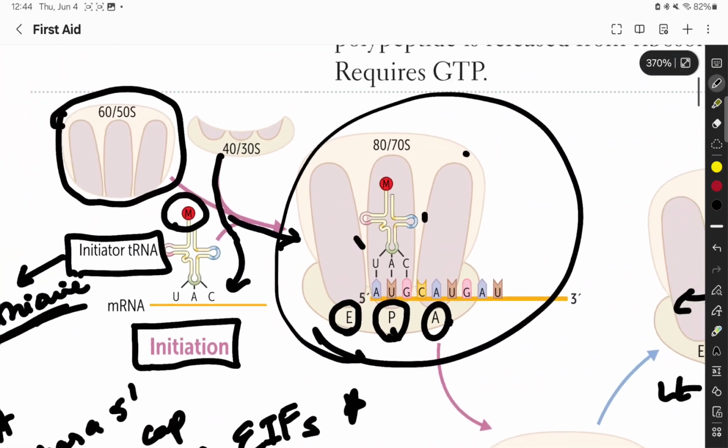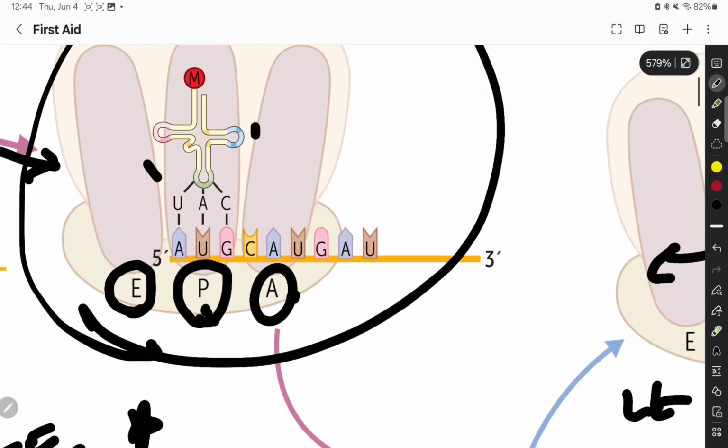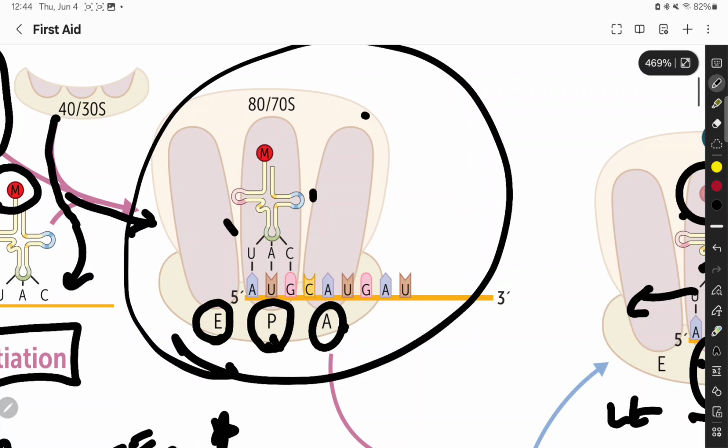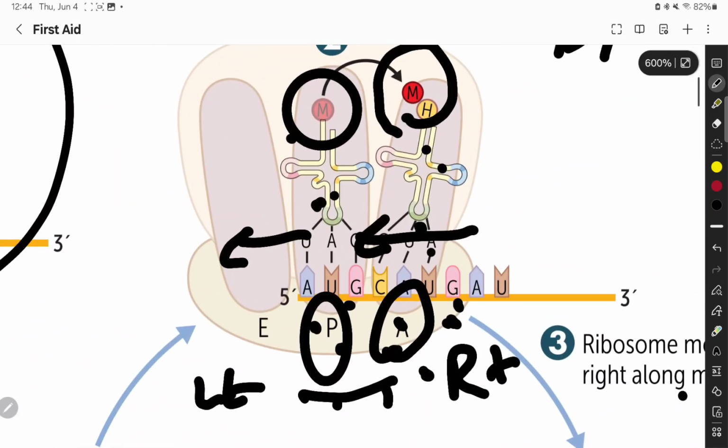The complex includes messenger RNA, initiator transfer RNA, the 40S ribosomal subunit, and the 60S ribosomal subunit. There are 3 sites: A site, P site, E site. The first initiator transfer RNA binds to the P site. Then the second one binds to the A site. This methionine is transferred to the growing peptide chain, and the ribosome moves from left to right.